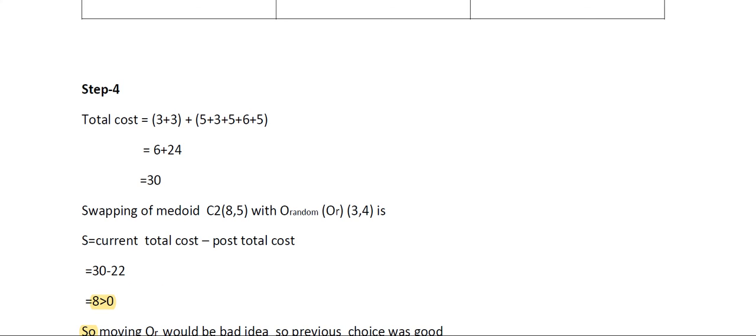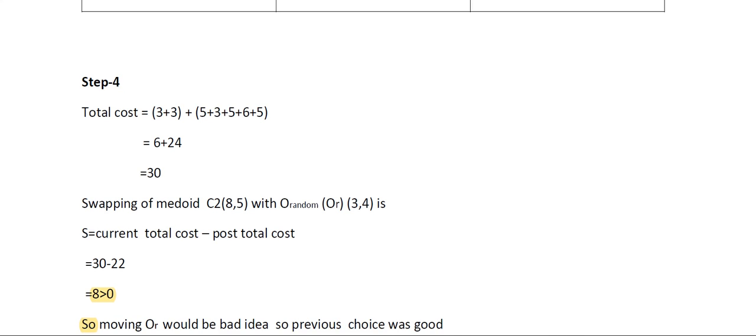For that comparison, you have to check the current total cost and what you got before. Before we got 22 and now we got 30, so 8 difference is coming. If we swap with 3,4 instead of 8,5, that is not appropriate. So whatever we chose earlier is the better cluster compared to our second cluster.